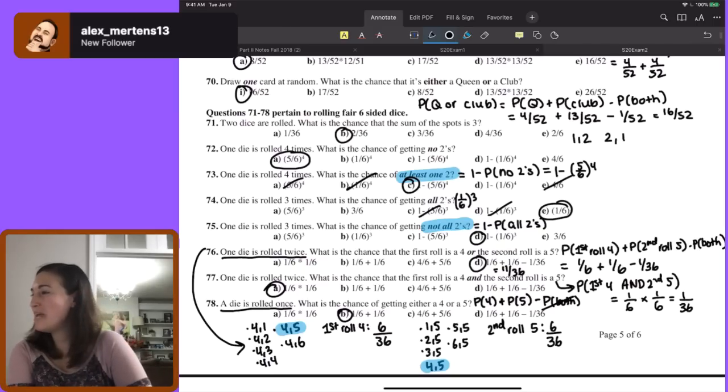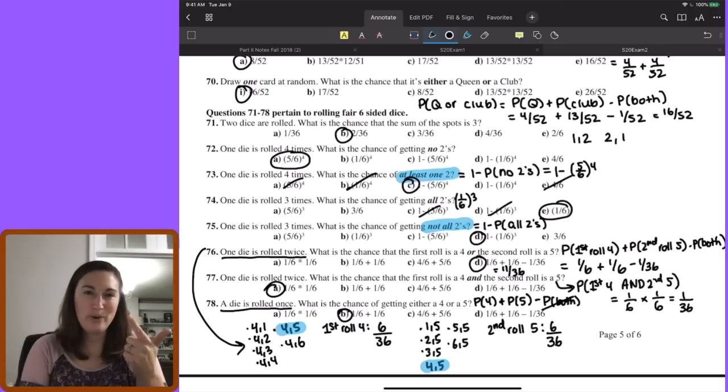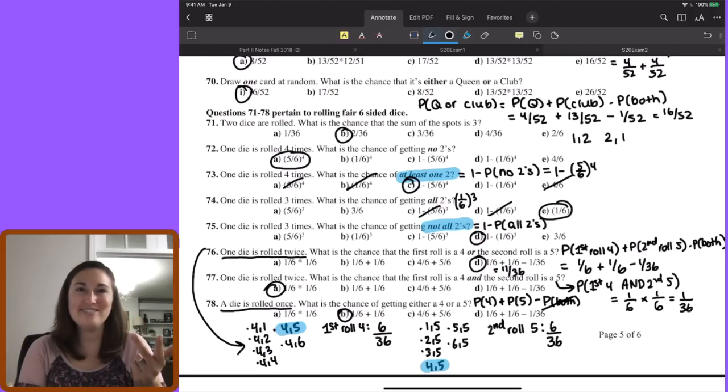Somebody said, what are the main things that will be on the exam? Box plots, correlation, regression, and probability are the 4 main things.